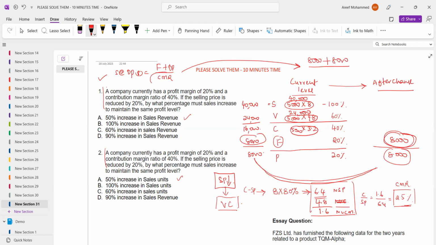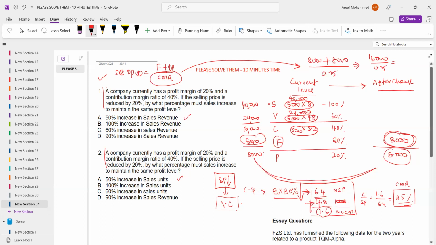However, my CMR is changed. Why is my CMR changed? Because my selling price is decreased, but variable cost per unit doesn't decrease. Hence, I got a new contribution margin of 1.6. New contribution margin ratio, I got 25%, 0.25. So 16,000 divided by 0.25.